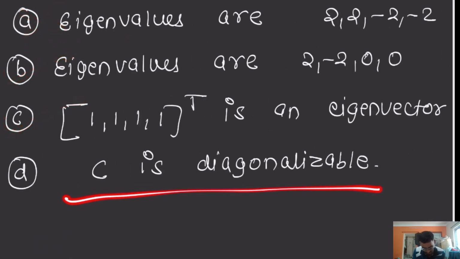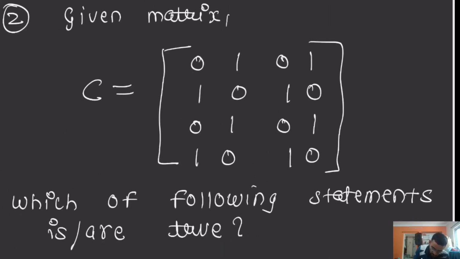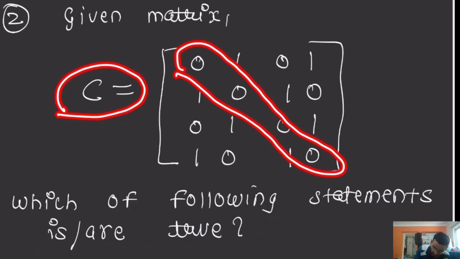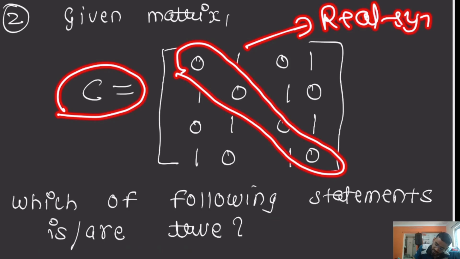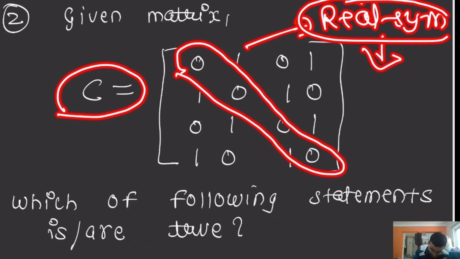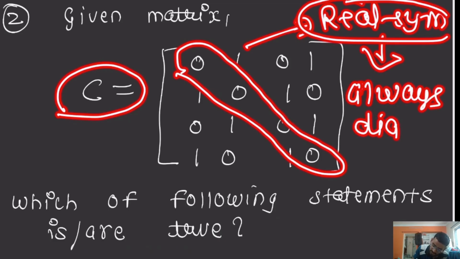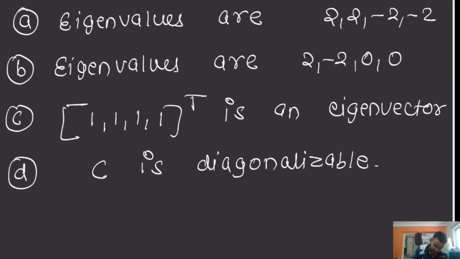Now the last option, C is diagonalizable. If we carefully look at C, C is a real symmetric matrix, and we know that one of the beautiful properties of a real symmetric matrix is that it is always diagonalizable. So a real symmetric matrix is always diagonalizable, which means C is also diagonalizable.